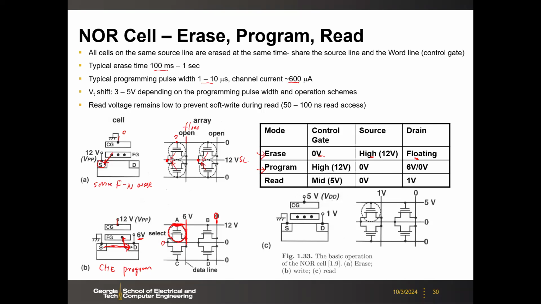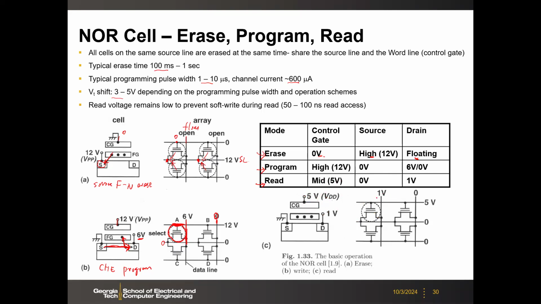So after you do this programming, you may have a 3 to 5 volt VTH shift in the floating gate transistor. So lastly, the read operation. Okay. So here, if you want to read out the data, you can apply, for example, 5 volts to the control gate. Actually the read is similar to the programming in terms of the voltage you apply, but the amplitude is lower, okay?